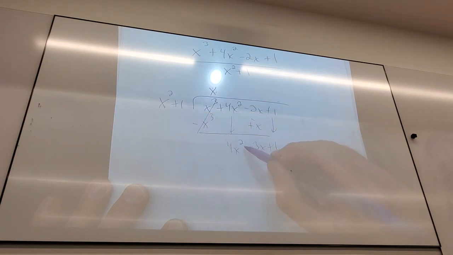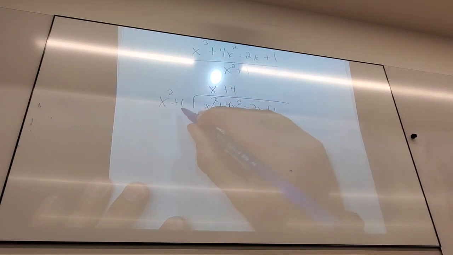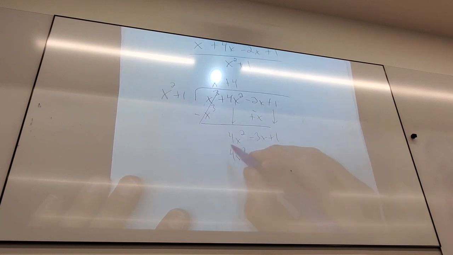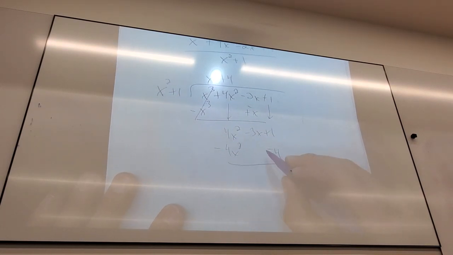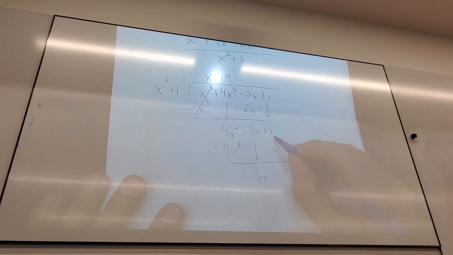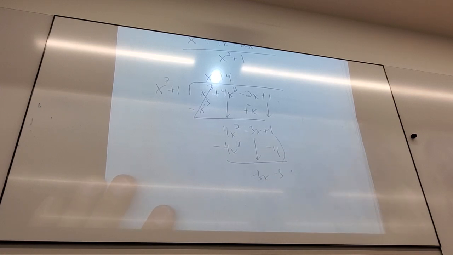Four. Good. X squared times 4 is 4x squared. So 4 times x squared is 4x squared. 4 times 1 is 4. Line it up with your like terms, right? Change the signs. And I get negative 3x minus 3. Is that cool? Minus negative 3x minus 3 over x. Good. Yeah. So you got to be a little careful.